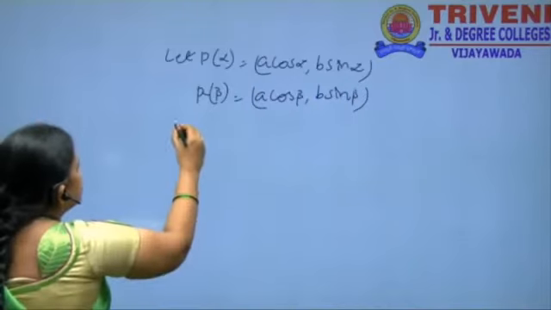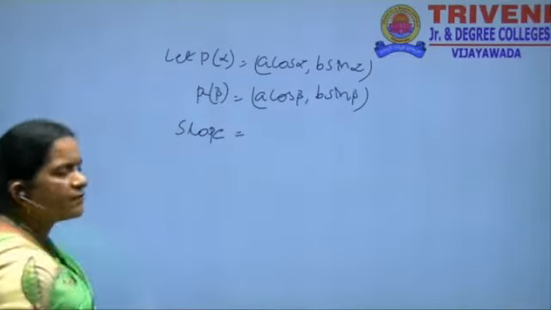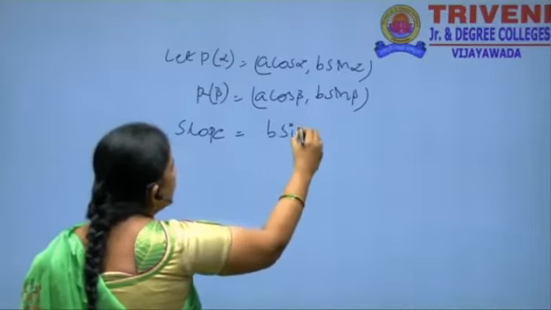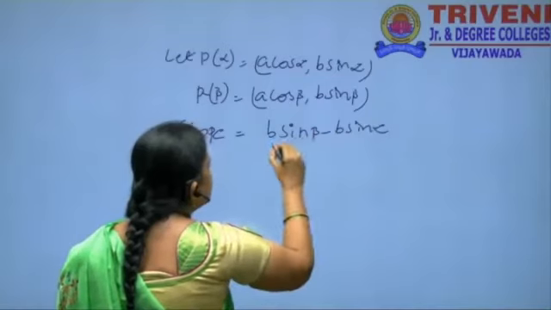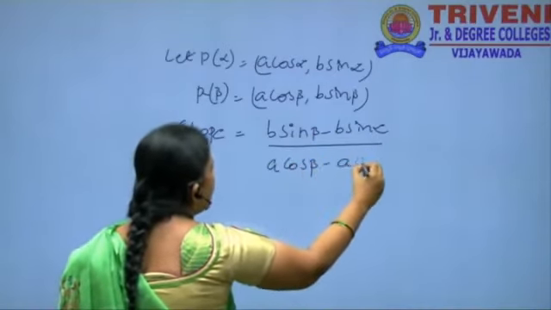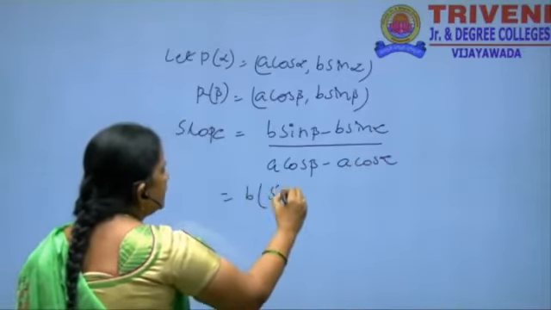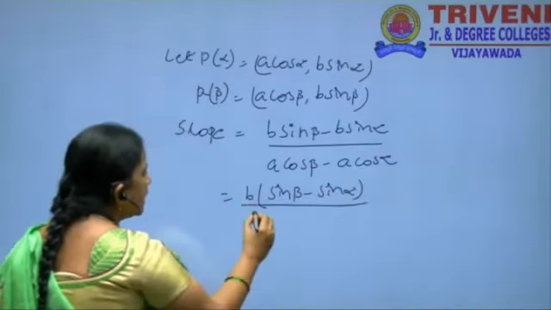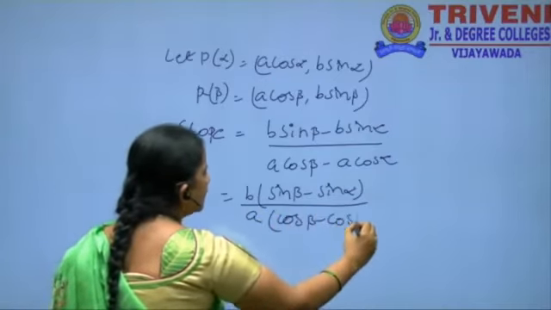Slope is, what is the slope form here? Y2 minus Y1 by X2 minus X1, that is B sin beta minus B sin alpha by A cos beta minus A cos alpha. Here B is common, sin beta minus sin alpha. Here also the same, A into cos beta minus cos alpha.